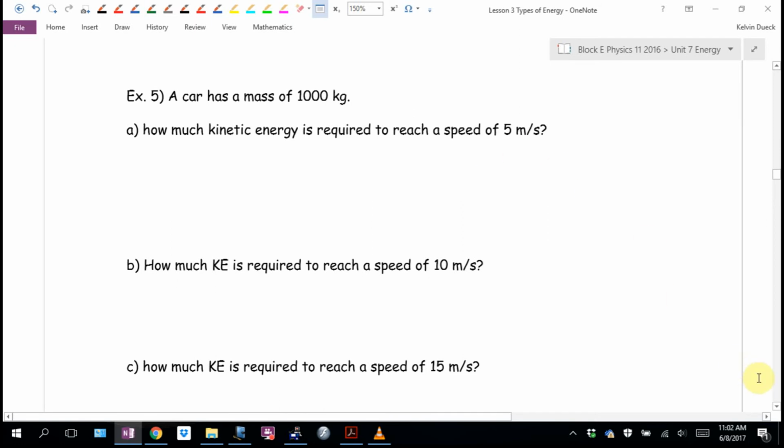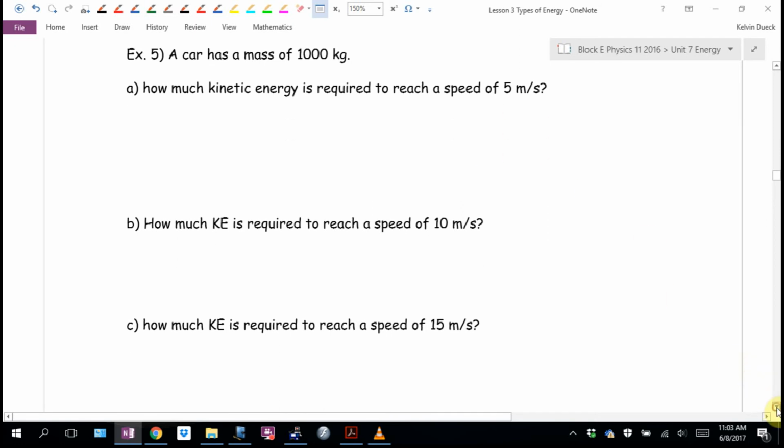A car has a mass of 1,000 kilograms. How much kinetic energy is required to reach a speed of 5 meters per second? By the way, really what we're asking is how much gasoline would you need to burn, because the energy is coming from your gasoline.